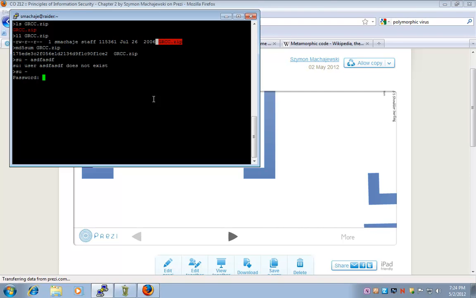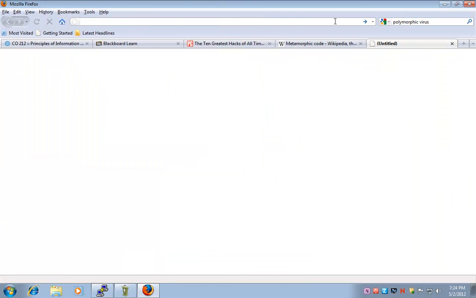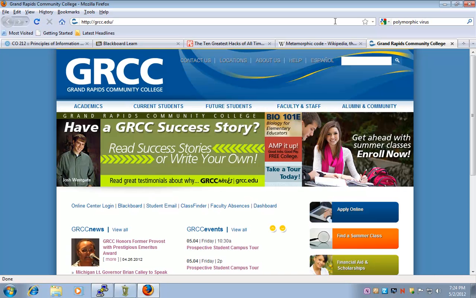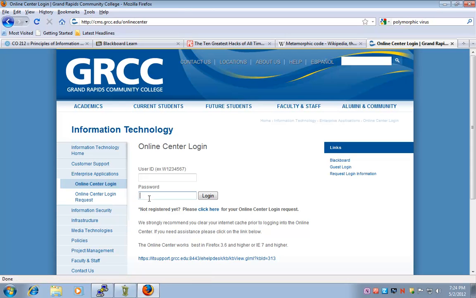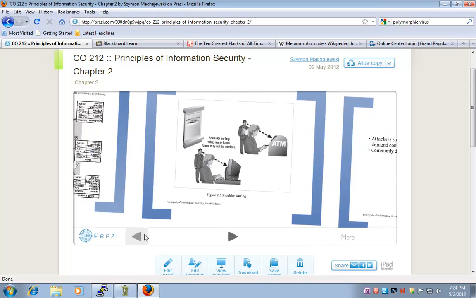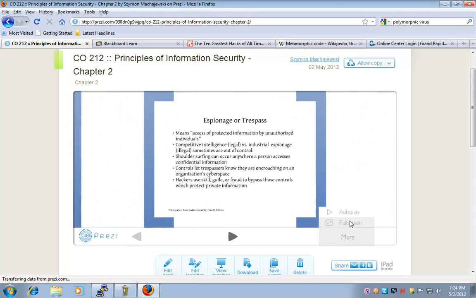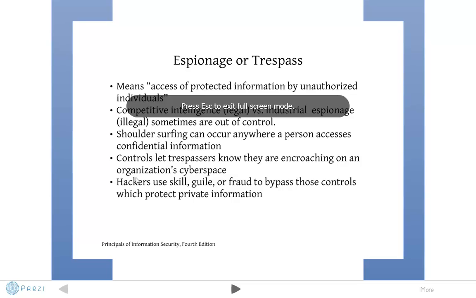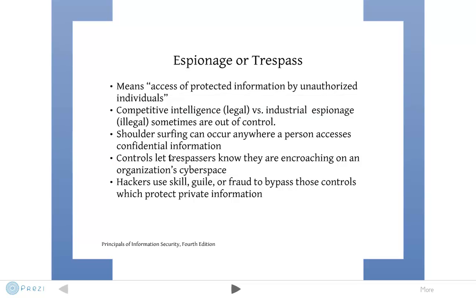Most web applications, and we can go to not Blackboard because I'm there already. But let's say we're going to log into the online center. The password field is masked. It's masked because if someone's looking over your shoulder, we don't want them to know what you typed in. All right, so that's shoulder surfing.